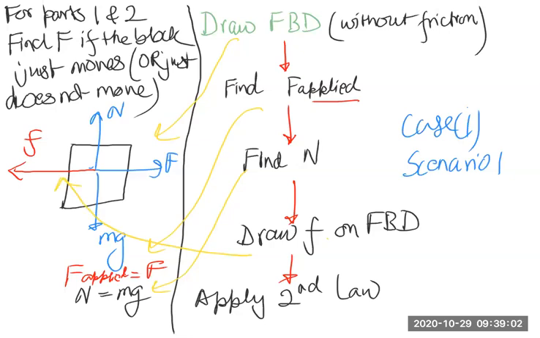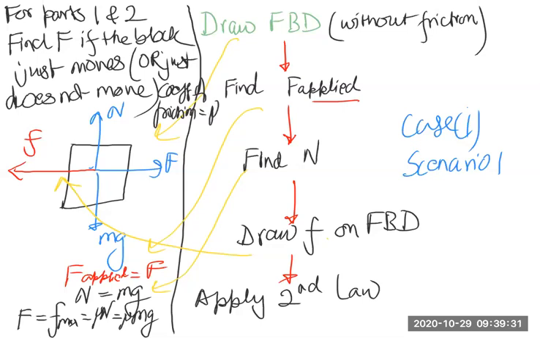And now I'm going to apply the second law. Okay? I'm going to apply the second law. Capital F is equal to small f max, which is equal to mu N, which is equal to mu mg. Right? और यहाँ पे दिया हुआ है that coefficient of friction is equal to mu.